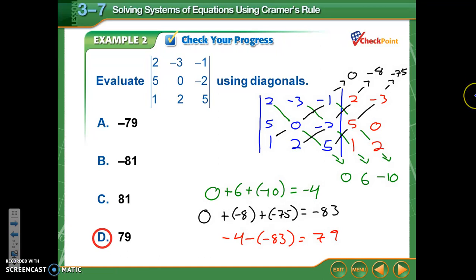Here's the work. If you want to check and see what you did, notice here are my downward diagonals. So I got 0, 6, and negative 10. When I add those, I get negative 4. So that's my first sum. Then I do my upward diagonals, and I get 0, negative 8, and negative 75. When I add those together, I get negative 83. So I do my first sum of negative 4 minus my second sum of negative 83, and I get positive 79.